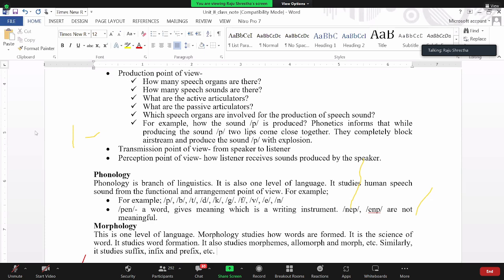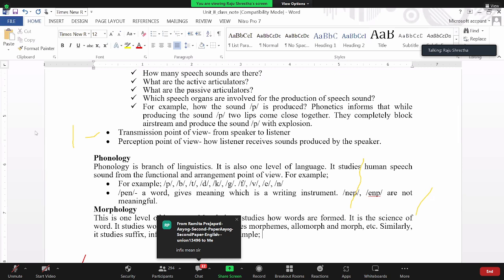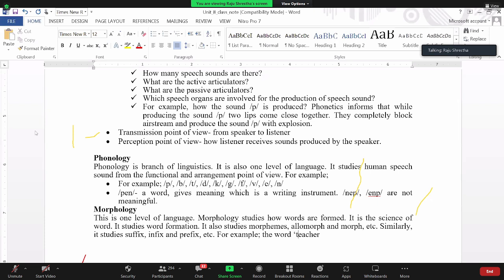Etc. When we look at word formation, how words are formed, we have to look at morpheme, morph, allomorph, suffix, prefix, infix. After seeing all this, we can say how a word is formed. For example, the word teacher. How is the word teacher formed? How many morphemes does it have?